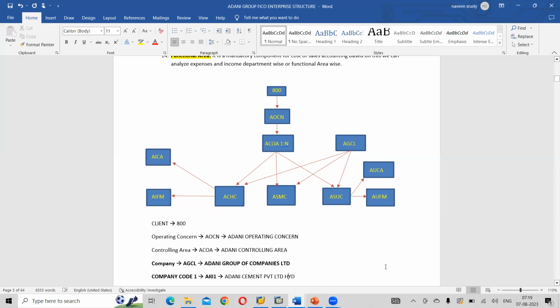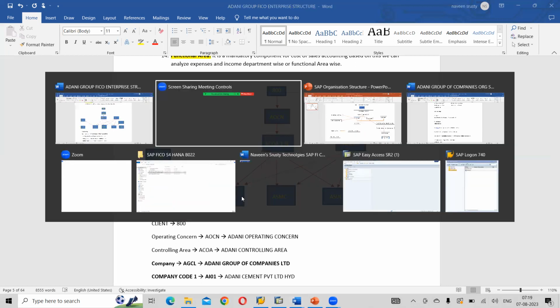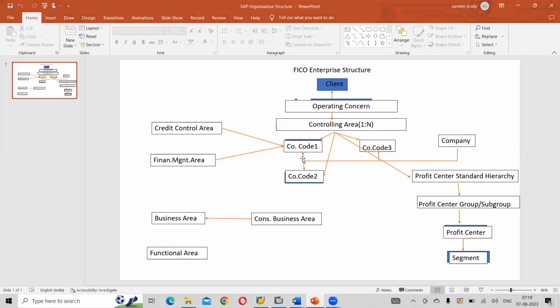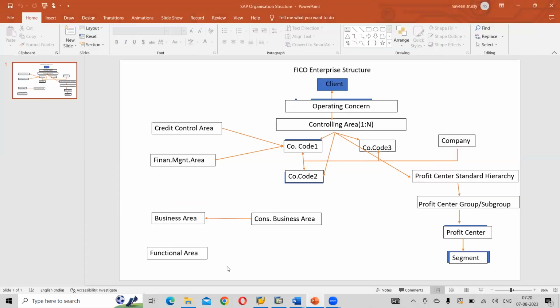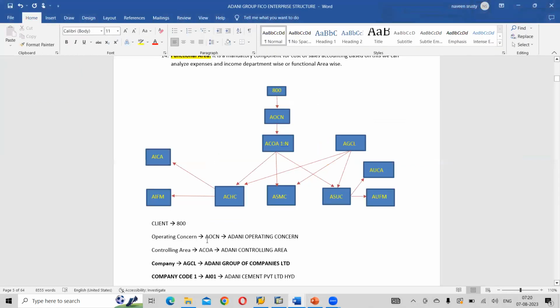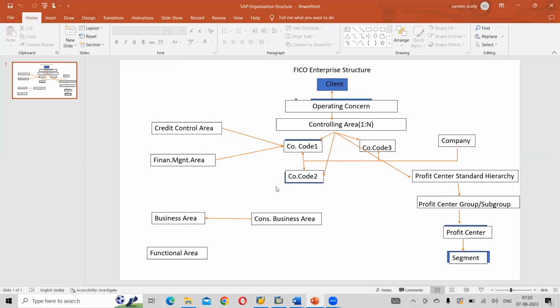Okay, and next one. The next one here I didn't write. I have not completed this one. Company codes. So you can write company code 1. We are naming it as AI01. We have 3 company codes, company code 1, company code 2, company code 3. So here I'm creating company code 1, and the company is Adani Group of Limited.